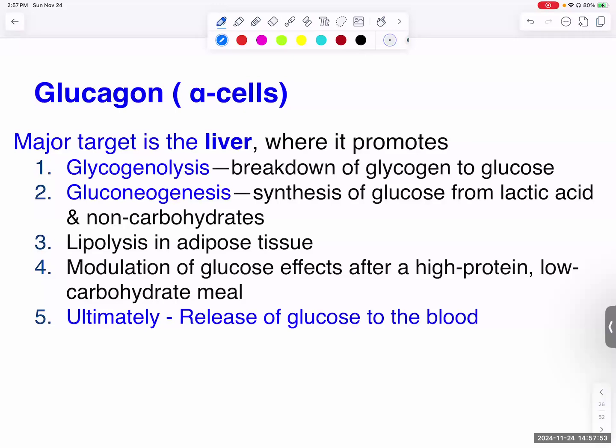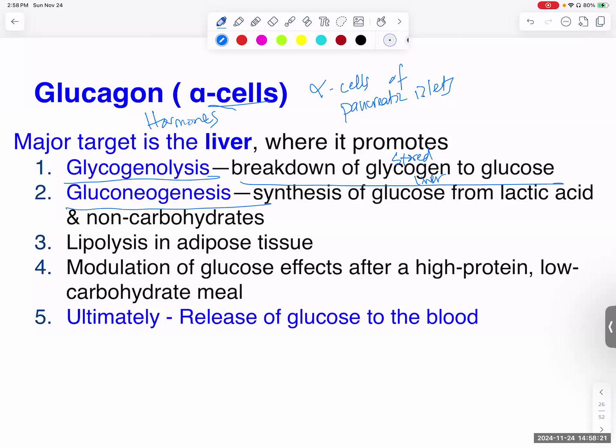Glucagon, on the other hand, is a hormone that targets the liver, also made by the alpha cells of the pancreatic islets. It goes to the liver and promotes glycogenolysis, which is breakdown of glycogen. So this is stored glycogen in the liver, and/or increasing the synthesis of new glucose from lactic acid and amino acids.